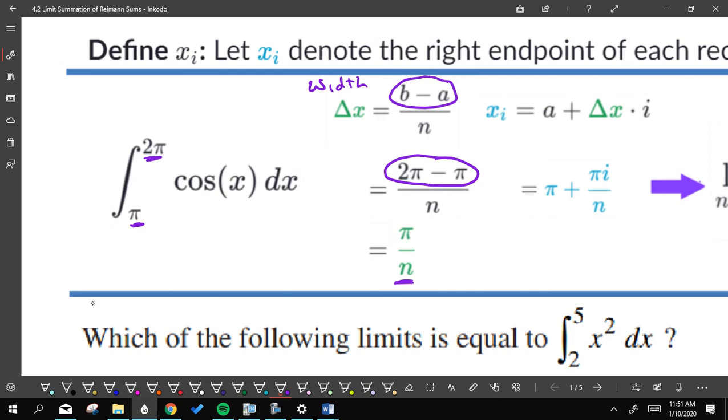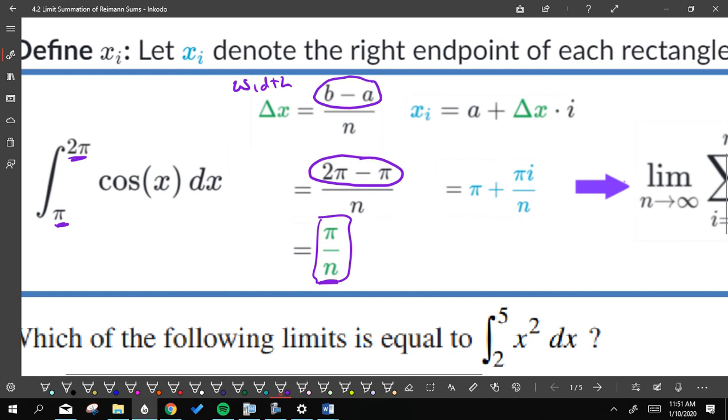To figure out my height, I need to know the right side of each rectangle. So we're going to use that equation right there. We're starting with A, where A stands for my lower bound. What's my lower bound for this problem? Pi. My lower bound is pi. So right here, I put in pi, plus my width, which was this guy right here, times I, where I represents whatever rectangle you're looking for.